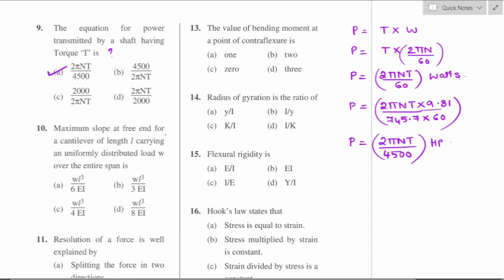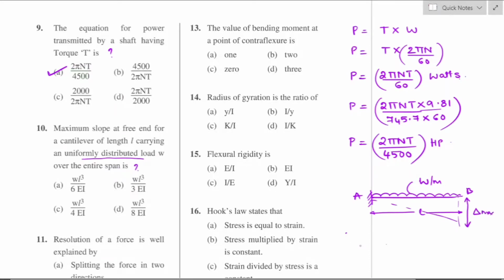Question number 10. Maximum slope at free end of a cantilever of a length L carrying a uniformly distributed load W over the entire span is. So let's consider a cantilever beam of a span length L subjected to UDL load throughout the span of W per meter. So its maximum deflection at free end, that is at point B, will be WL to the power of 4 divided by 8 EI, and maximum slope at free end will be WL cube divided by 6 EI. So the right answer is option A.